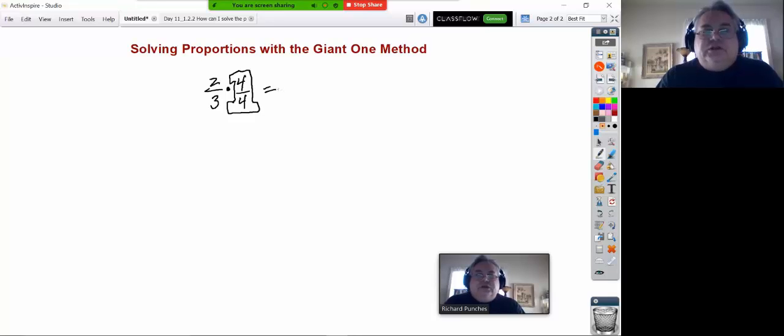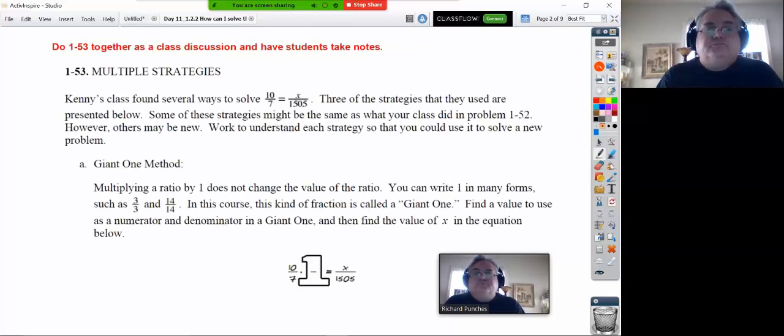If we use our techniques for multiplying fractions and multiply the numerators to get 8 and the denominators to get 12, what we've just done is create the proportion 2/3 equals 8 over 12. These two fractions are equal because I multiplied by a value that was equal to 1. We're going to use that idea to solve a bigger problem, to solve for an unknown value.